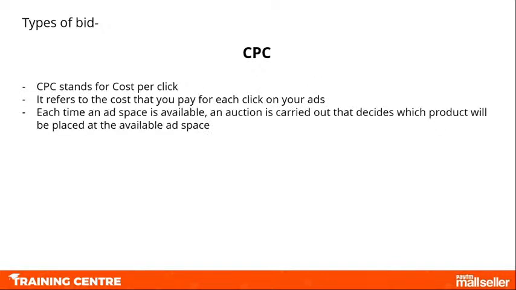Each time an ad space is available, an auction is carried out that decides which products will be placed at the available ad space. For example, if you have set a CPC of rupees 5 for this campaign and in an auction your bid wins and your product ad is displayed to a customer, so once the customer clicks on your product ad, you will be charged rupees 5 for that click.